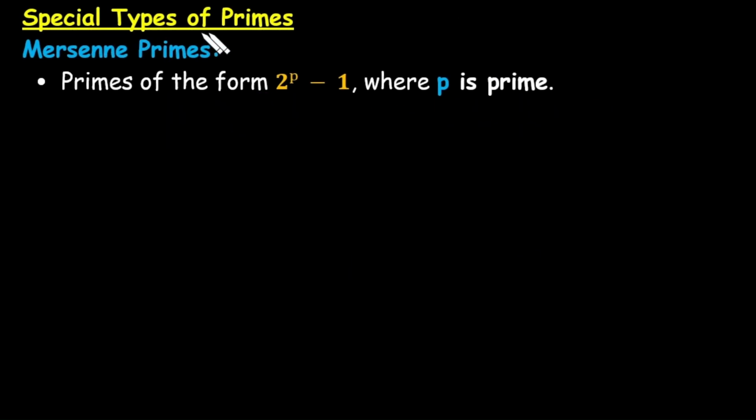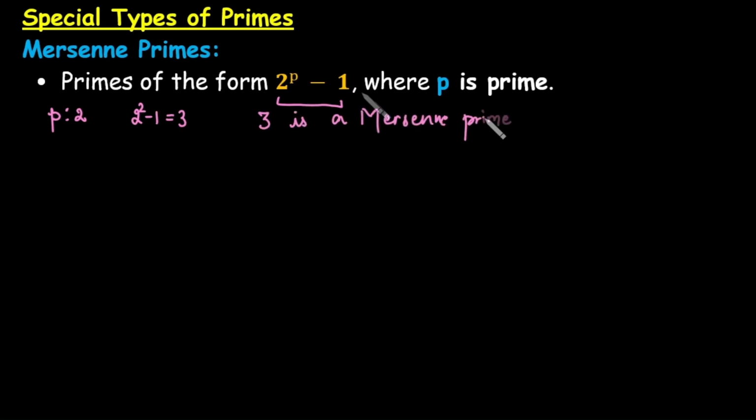Next, we are going to learn special types of prime numbers. The first type is the Mersenne prime. A Mersenne prime is a prime number of the form 2 raised to power p minus 1, where p is further a prime number. Like if we take the prime number 2, 2 raised to power 2 minus 1 is equal to 3. Is 3 a prime number? Yes. So we call 3 a Mersenne prime number. It means the smallest Mersenne prime number is 3.